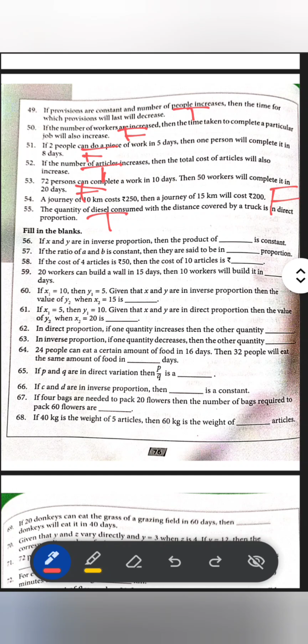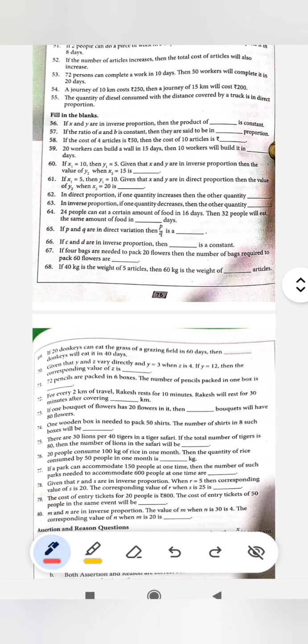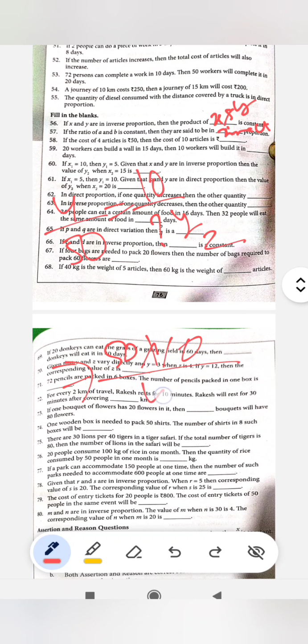Fill in the blanks. In inverse proportion, the product of x and y is constant. Next, if the ratio of A and B is constant, they are said to be in direct proportion. If the cost of 4 articles is 50 rupees, then the cost of 10 articles is how much? So y2 is equal to 50 into 10 divided by 4, that is equal to rupees 125. So here we will write 125.